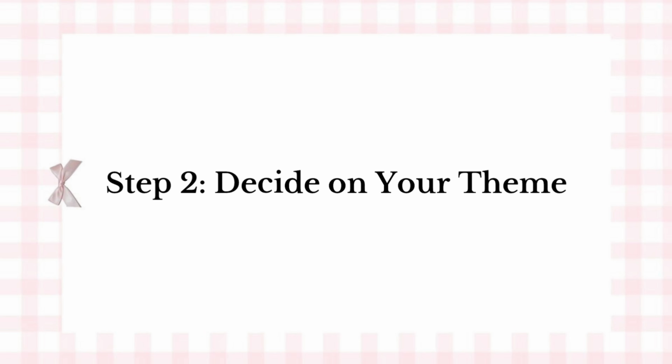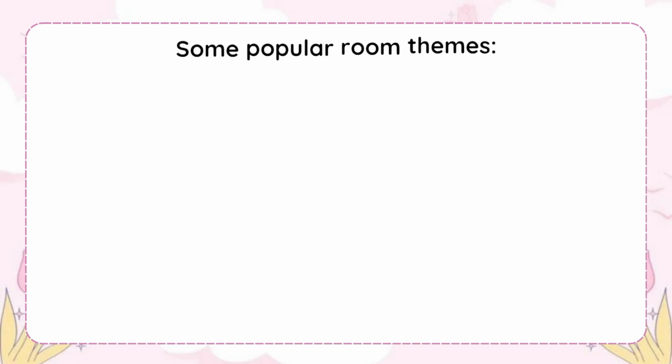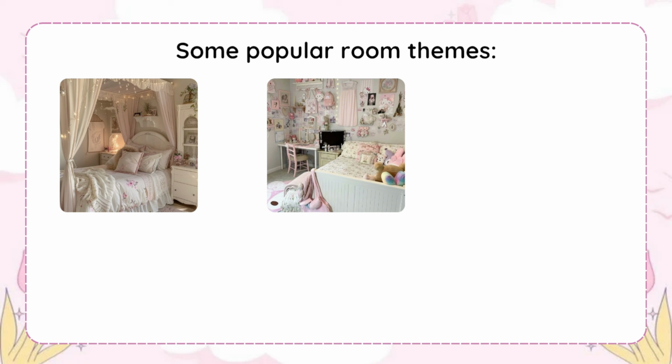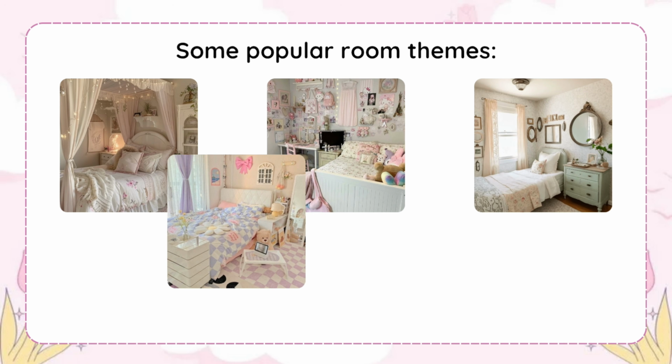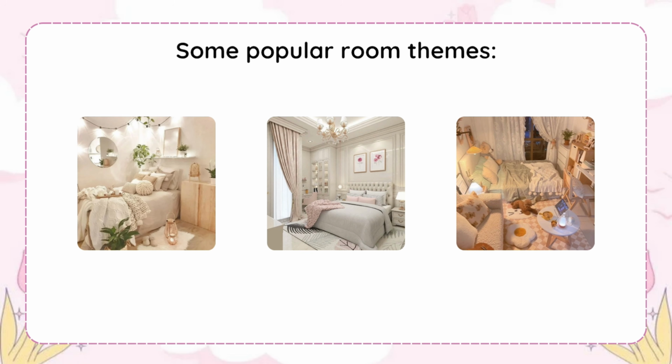Step 2. Decide on your theme. Themes make decorating 10 times easier. Some popular room themes: cottagecore, Y2K, vintage, pastel, boho chic, clean girl, modern luxury, and cozy academia.